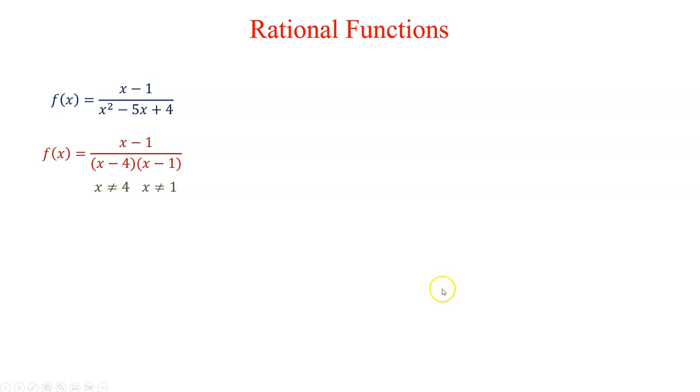So we're looking at another example. Just like before, the denominator cannot equal 0, so we'll attempt to factor the denominator. When we factor it, we end up with factors of x minus 4 and x minus 1. Based off of that, we can identify our restricted values. x cannot equal 4, x cannot equal 1.